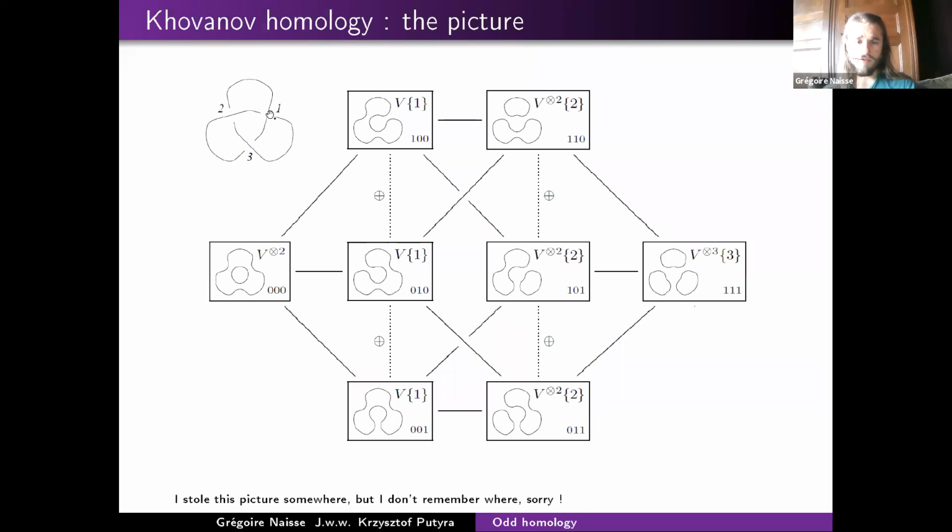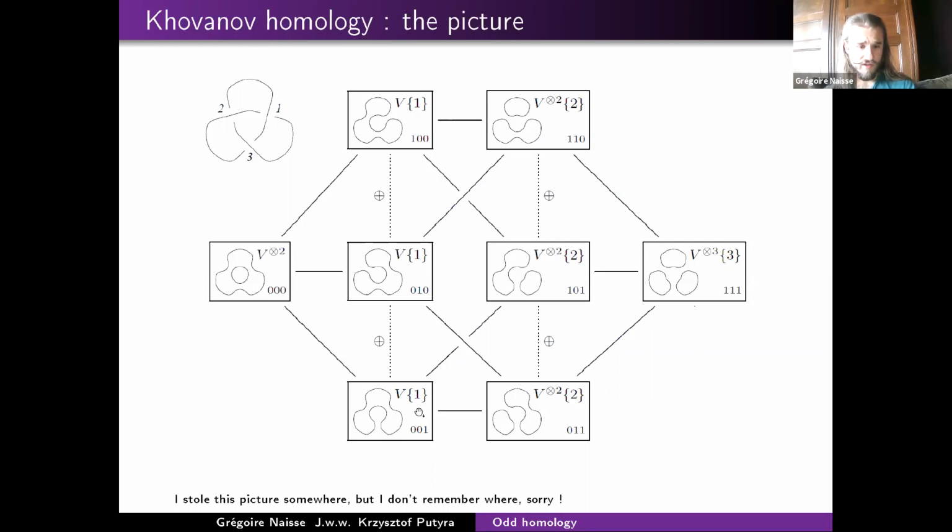Here is the trefoil knot. You have 3 crossings. First, you start by putting a 0 resolution for each of the 3 crossings, so you get a picture like this. And then for each of these crossings, you can choose to go to a 1 resolution. For example, here, this is the first crossing. And if you do a 1 resolution, you end up here.